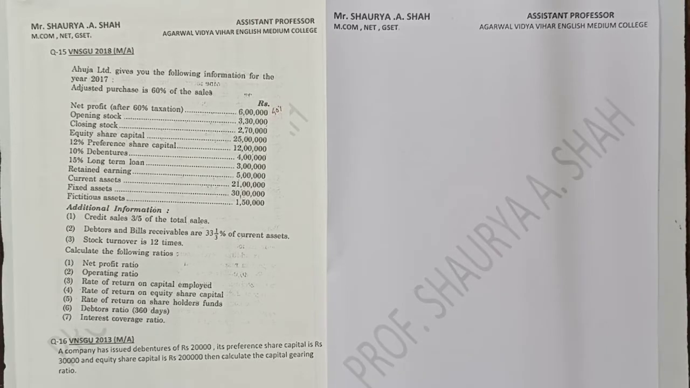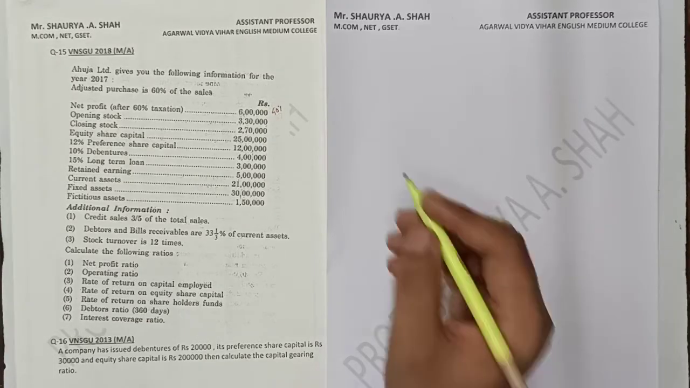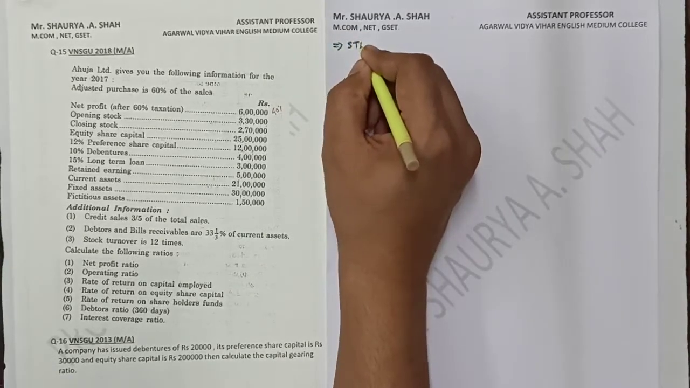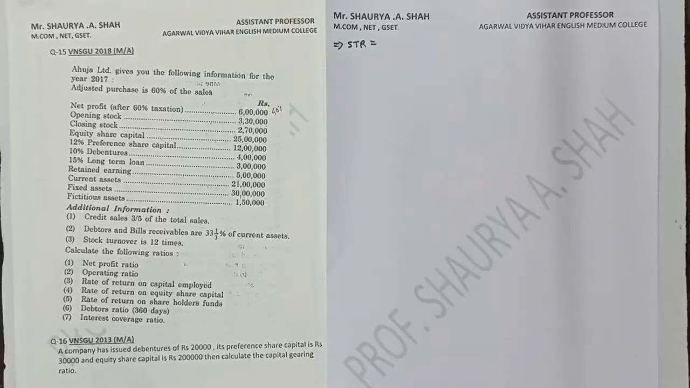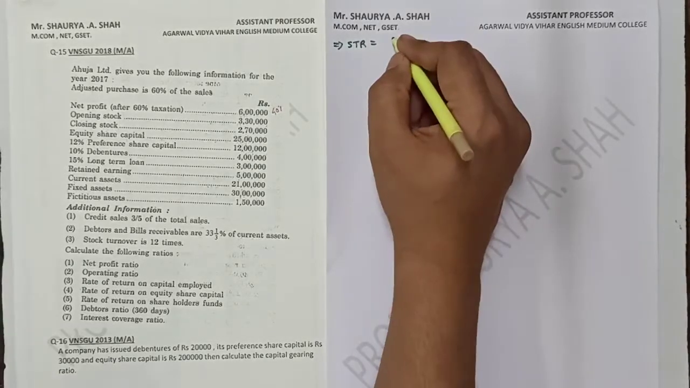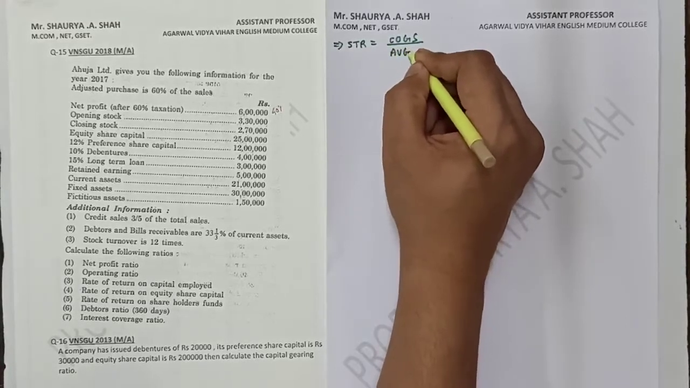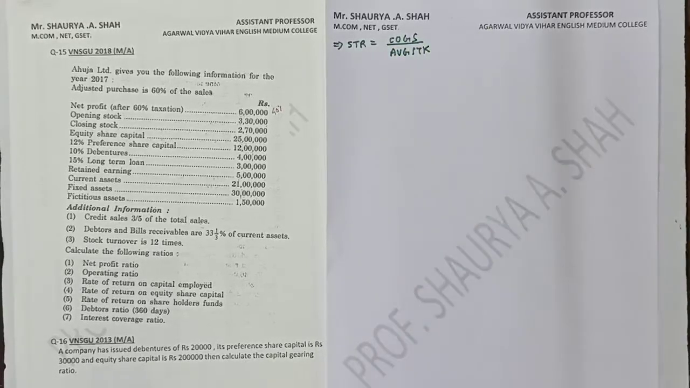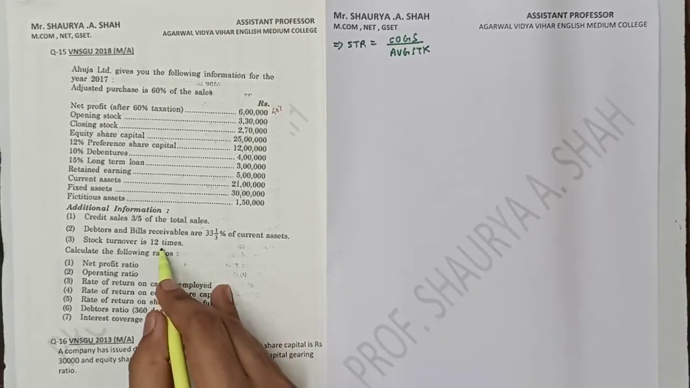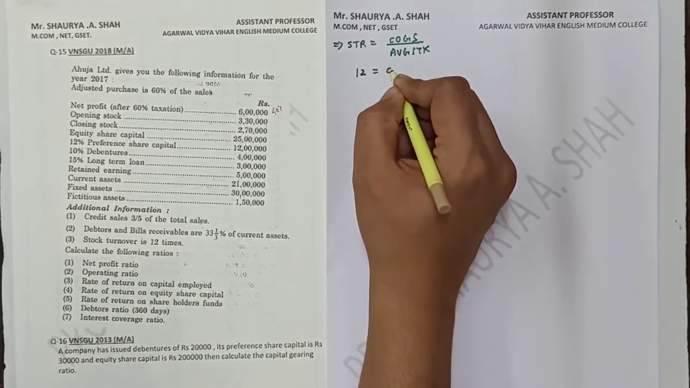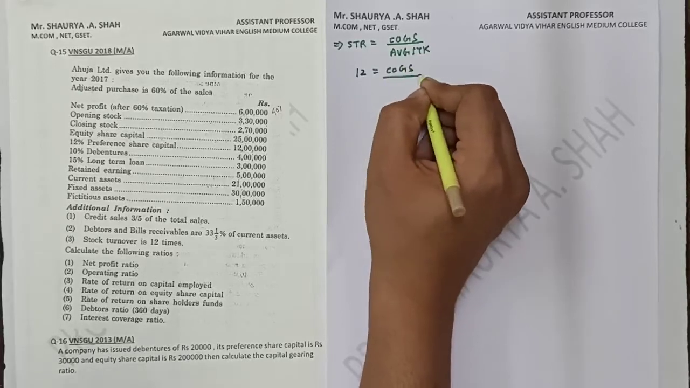Fine. So from where do I begin, students? I will begin first of all from the stock turnover ratio, right? So that I can find out the very first information of your cost of goods sold which I need. Fine. So what do I do? Stock turnover ratio is equals to cost of goods sold upon average stock, right? So cost of goods sold upon average stock. I am having the answer of stock turnover ratio, students, that is my 12 times. So I'll write down 12 is equals to cost of goods sold, I don't know.